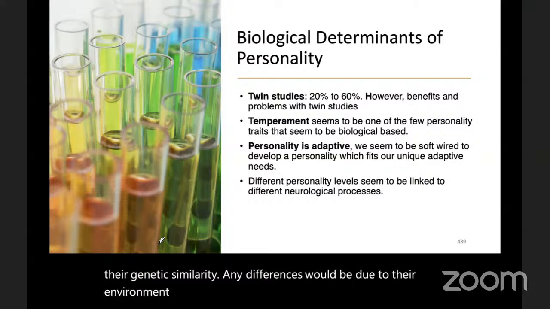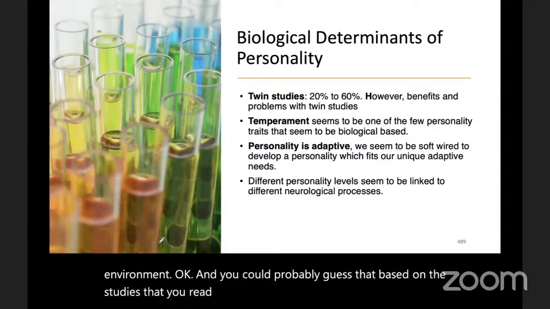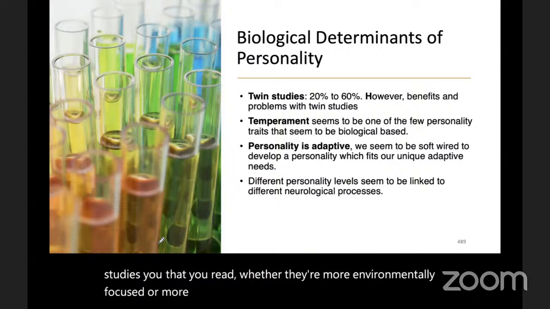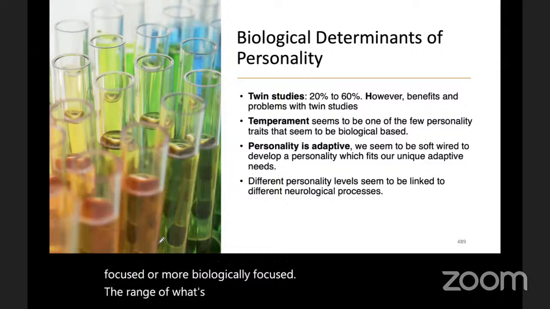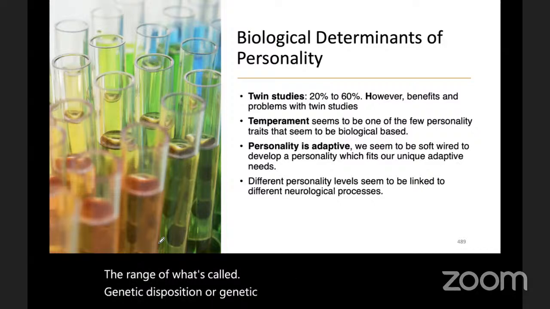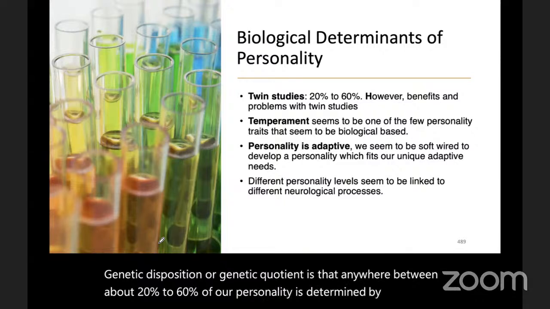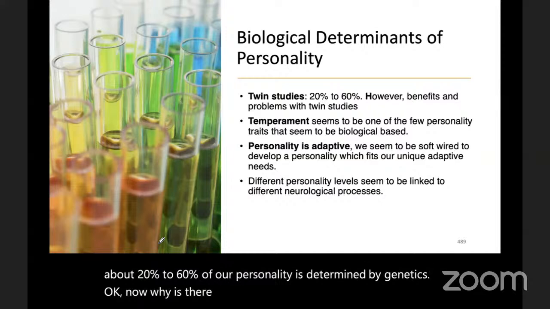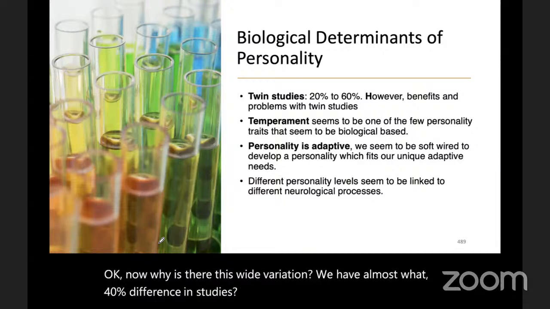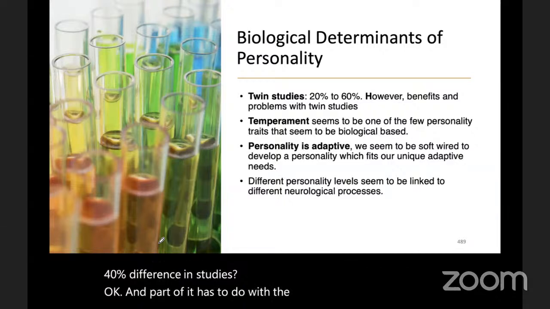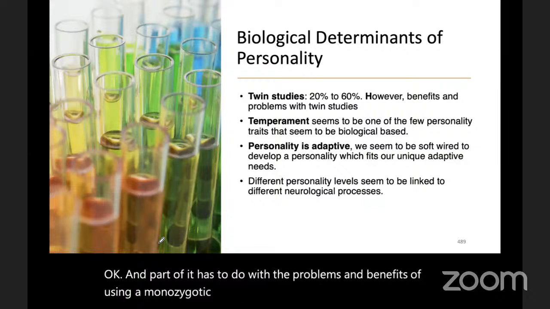Any differences would be due to their environment. Okay. And you could probably guess that based on the studies that you read, whether they're more environmentally focused or more biologically focused, the range of what's called genetic disposition or genetic quotient is that anywhere between about 20% to 60% of our personality is determined by genetics. Okay. Now, why is there this wide variation? We have almost what, a 40% difference in studies. Okay. And part of it has to do with the problems and benefits of using monozygotic twins or identical twins to study.